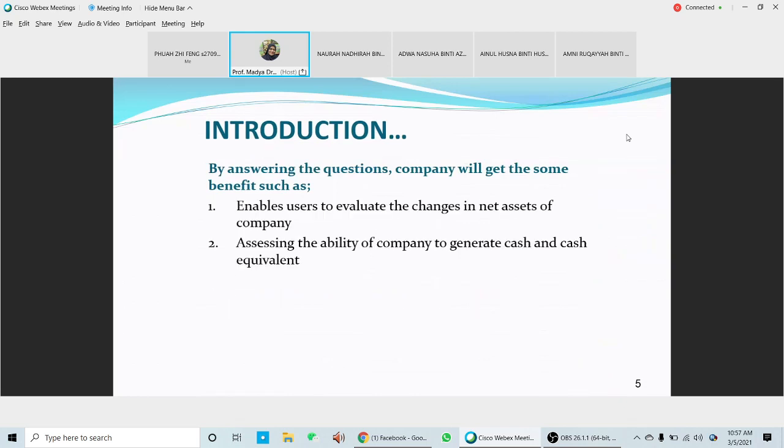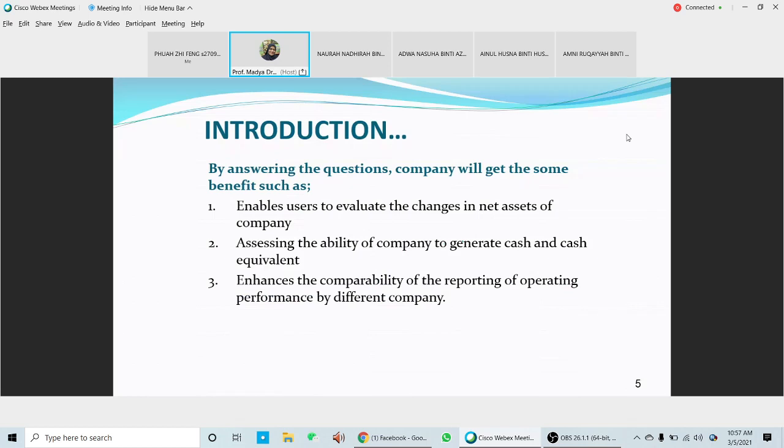The benefit of having the cash flow statement is that users can evaluate the changes in the net assets of the company and assess the ability of the company to generate cash and cash equivalents through the use of its assets. It also enhances the comparability of reporting of operating performance by different companies. When we use the income statement, comparison between companies is less reliable than with a cash flow statement, because some items in the income statement have not actually happened yet but we already recognize them. For the cash flow statement, we only consider cash receipts and cash payments.